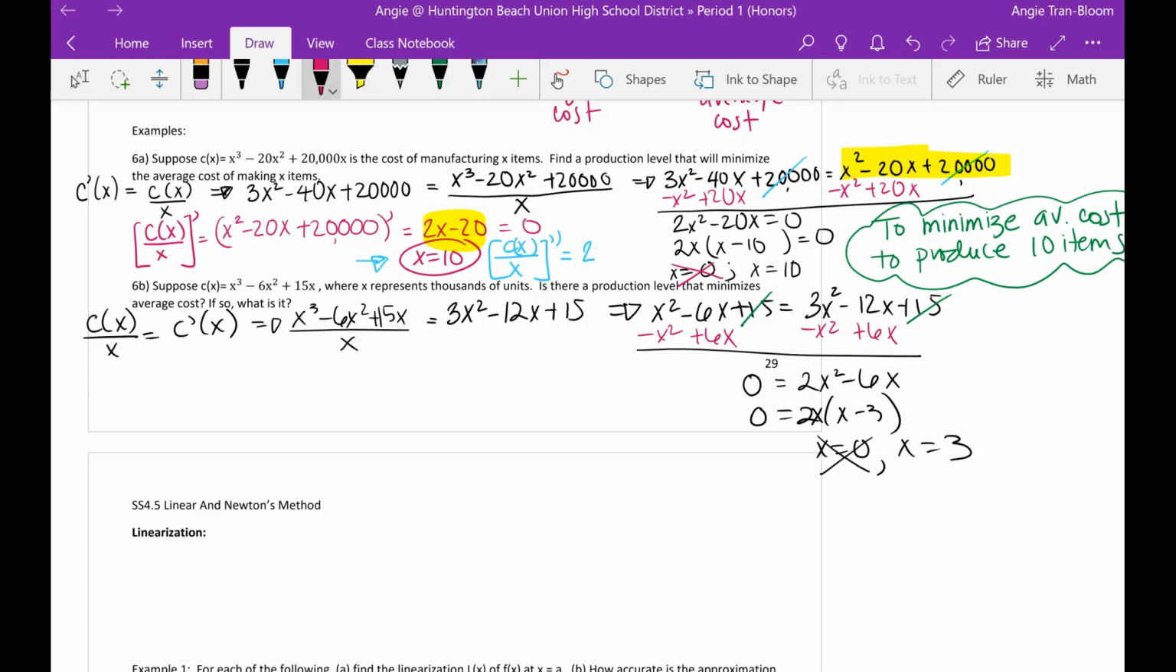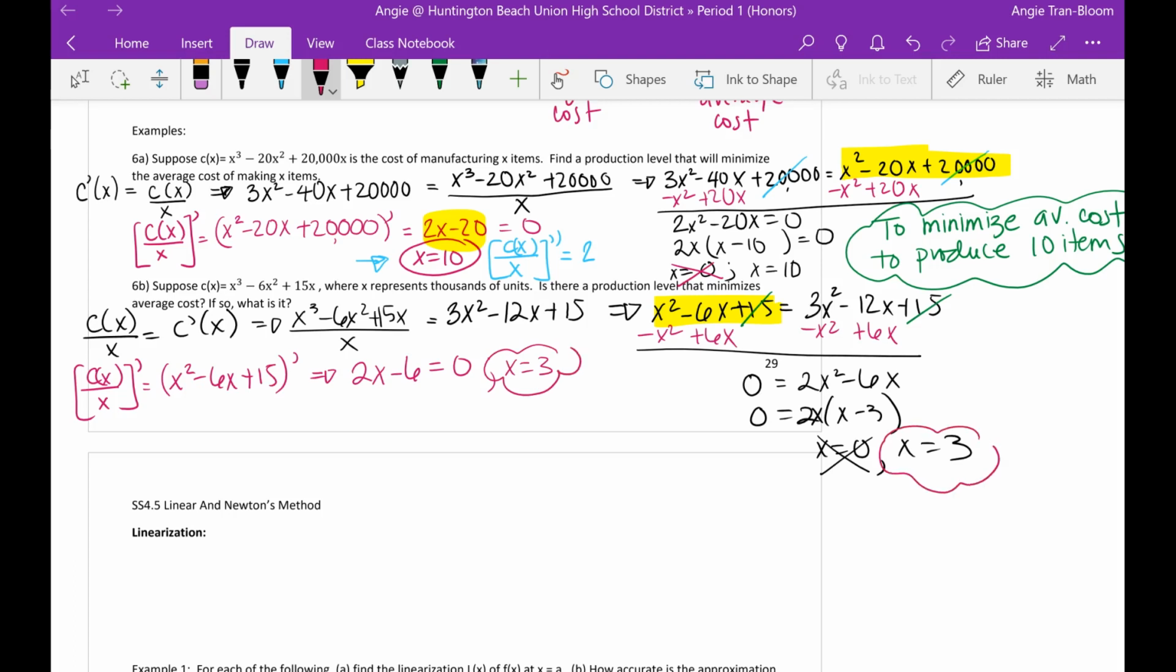So again, I'm going to take the average cost and take the first derivative so that I can have a critical point to use. From earlier, c of x divided by x was already simplified right here, so I'm just going to use that and take the derivative. So x squared minus 6x plus 15. The derivative is 2x minus 6, set equal to 0. I want to find my critical points, and again, the critical point comes out to be 3. So far, these two are matching up nicely.